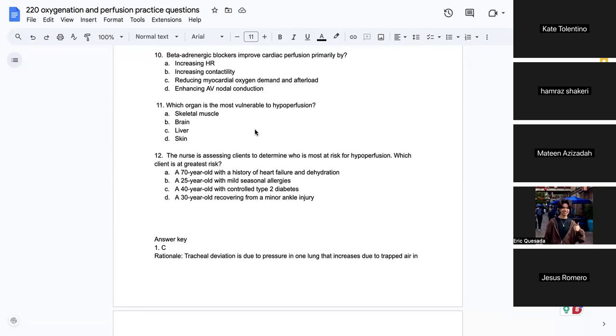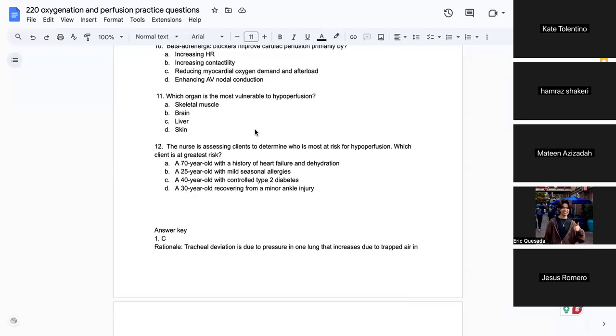All right. For number 10, our answer is going to be C. Beta adrenergic blockers lower the heart rate and the strength of each heartbeat and reduce the amount of oxygen the heart muscle needs.